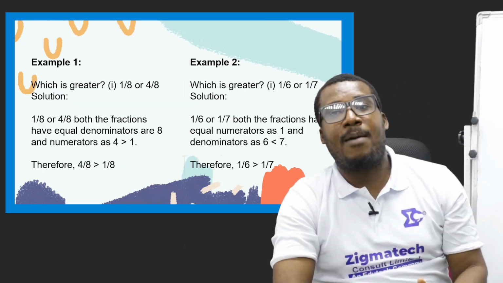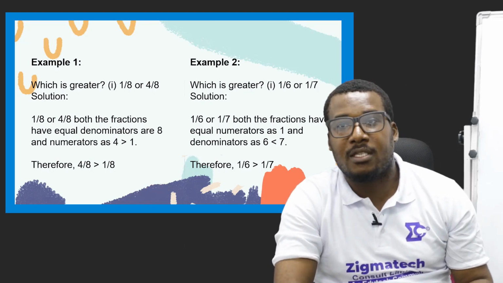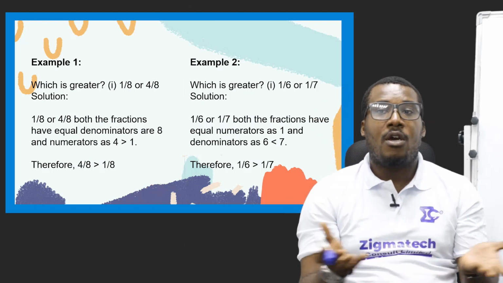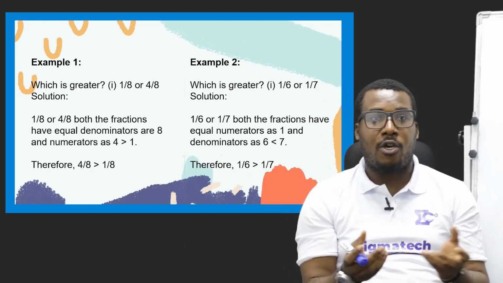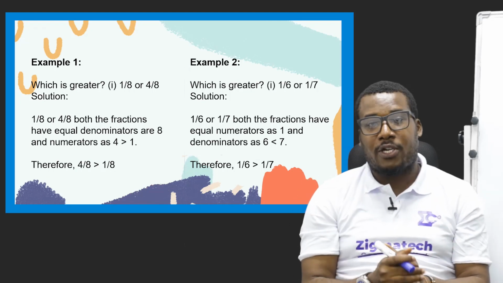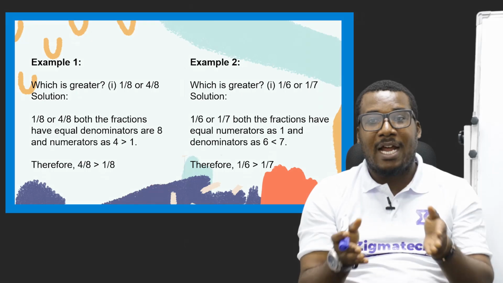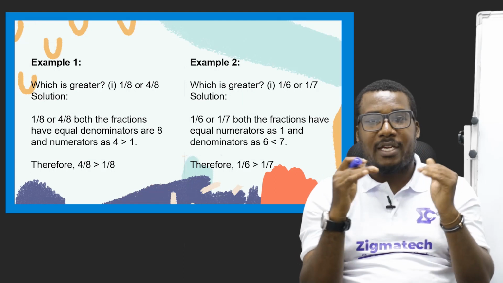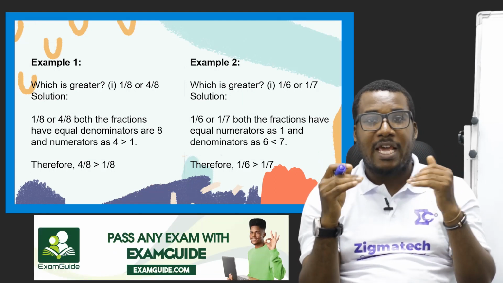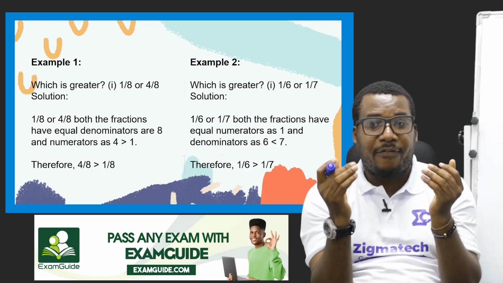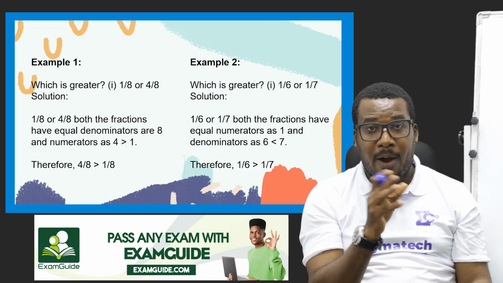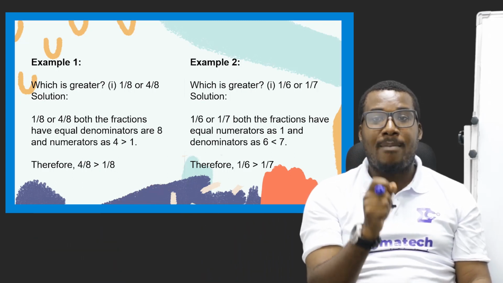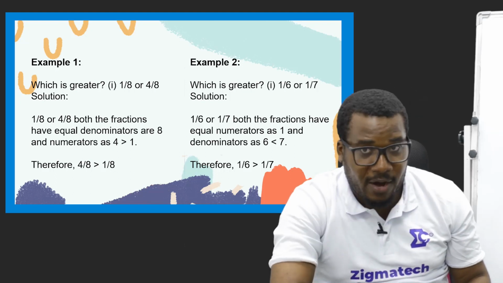Now, if you look at your screen, you'll see an example. They say which is greater between 1 over 8 and 4 over 8. You must understand that when you look at a particular comparison or structure in a fraction, if you look at the lower end and you find out that the eighths are equal or the same, and the upper side, which is the numerator, has different numbers, comparatively, you look at the higher number.